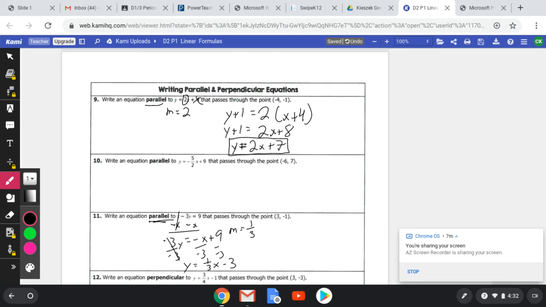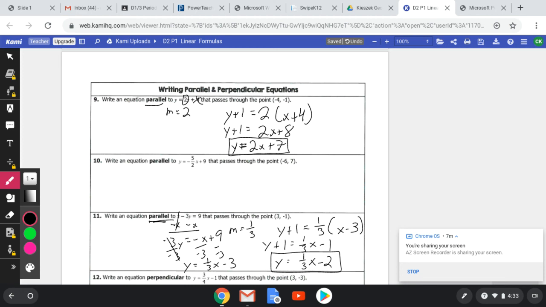So y minus -1, or plus 1, equals 1/3 times x minus 3. Distribute: y plus 1 equals 1/3 x minus 1. Subtract 1 from both sides, and I get y equals 1/3 x minus 2. Right. So that's how you work with parallel.